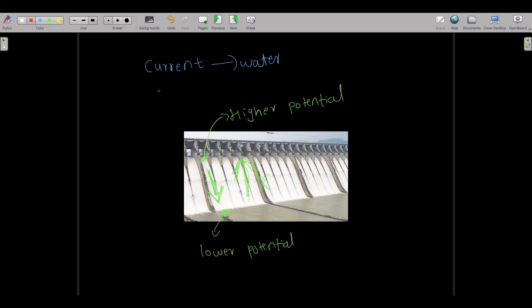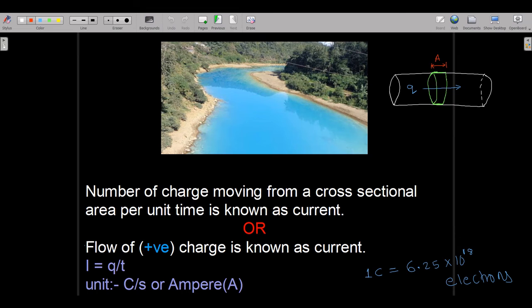Okay, so it will never flow in this direction. That's what I wanted to tell you: current, we can assume it as the analogy of water. That means water flowing from higher potential to lower potential. Now let's go in a detailed way into what the magnitude of a current is.